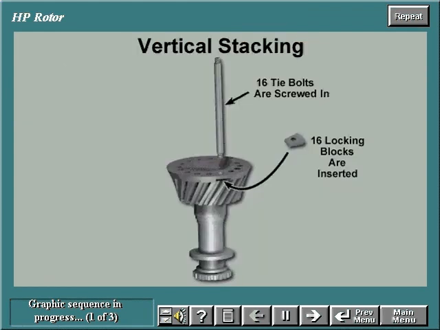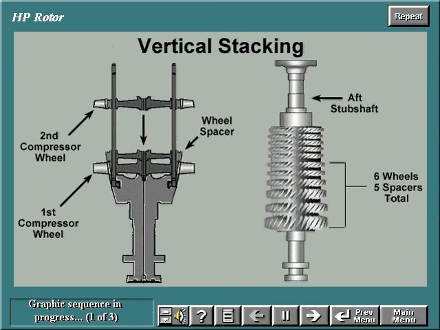Locking blocks are inserted in the tie bolt cavities in the forward stub shaft. Tie bolts are screwed into the locking blocks. The forward stub shaft is then placed in the stacking pit with the tie bolts in the vertical position. The first compressor wheel is slid over the tie bolts. Then a wheel spacer and the next compressor wheel are slid into place. This is repeated until a total of 6 compressor wheels and 5 spacers are assembled.